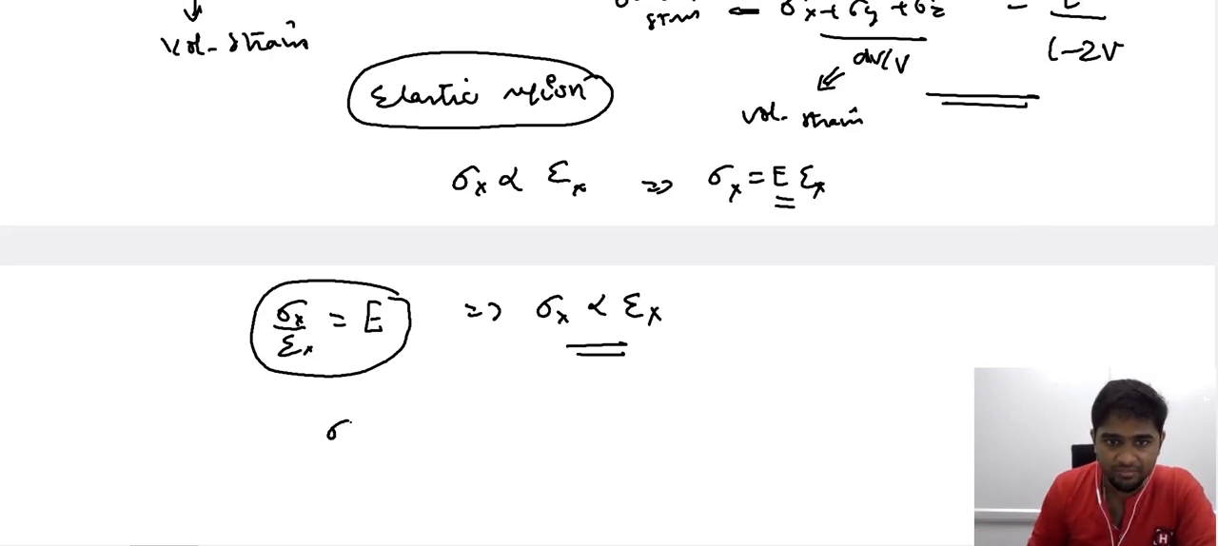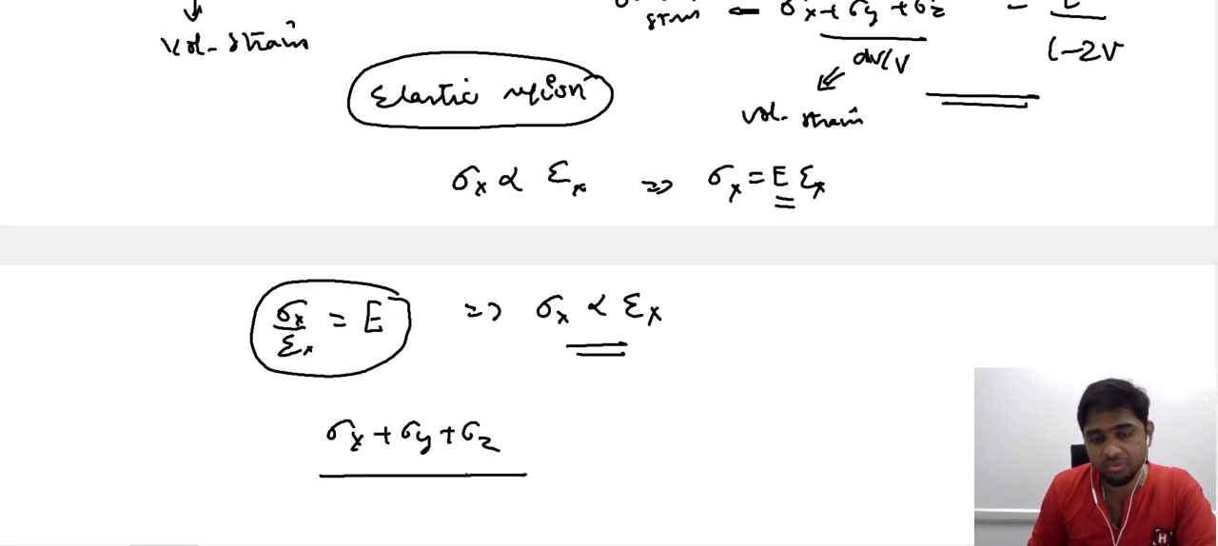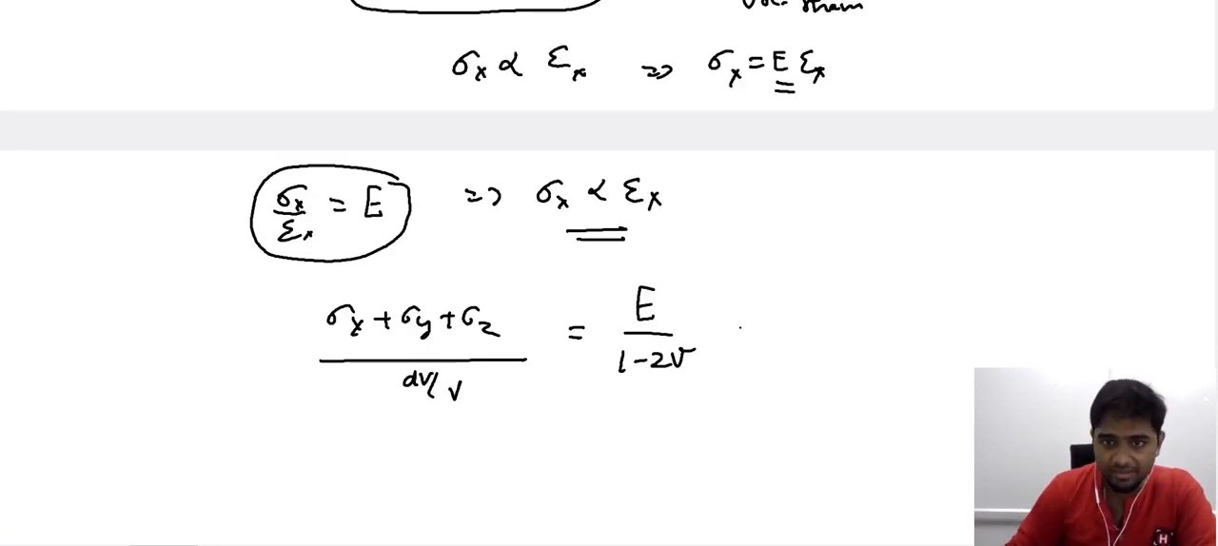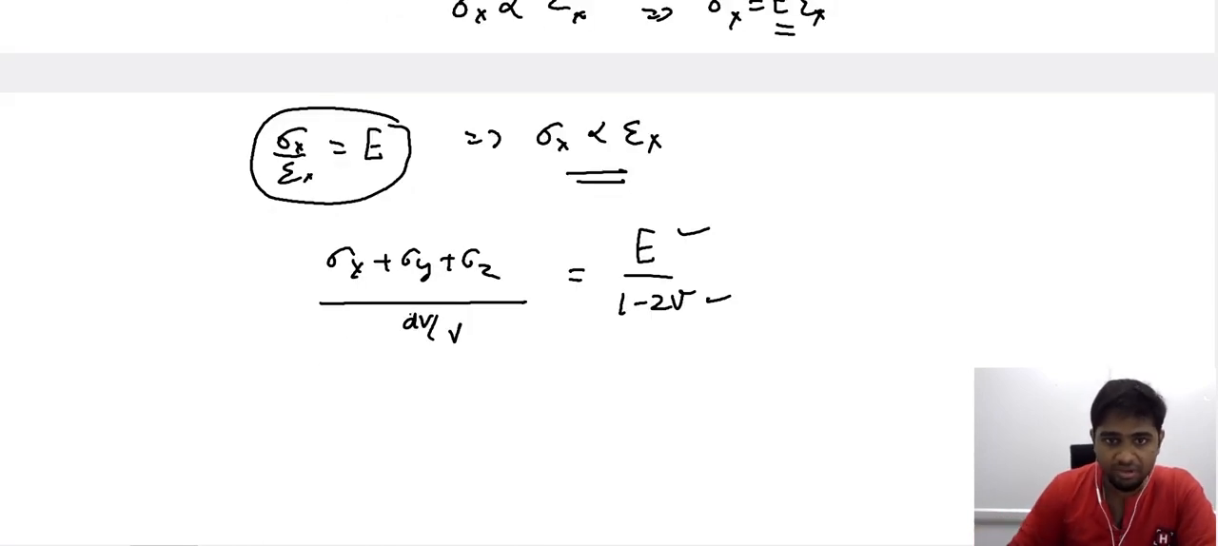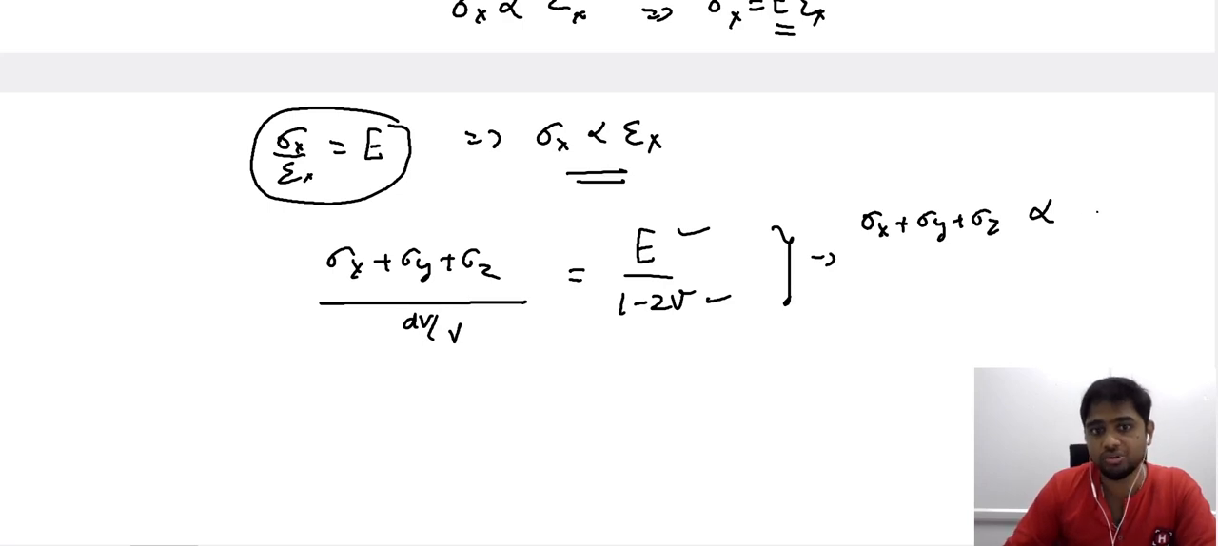That is, we have sigma x plus sigma y plus sigma z, the overall stress that we impose during triaxial tensile loading. Then we also have the volumetric strain, and this is equal to E by 1 minus 2 nu. Now E is a constant and nu, the Poisson's ratio for a given material, is also a constant. So what this essentially means is that when you have a ratio and the ratio is constant, the sum of the stresses is directly proportional to the volumetric strain that we observe.